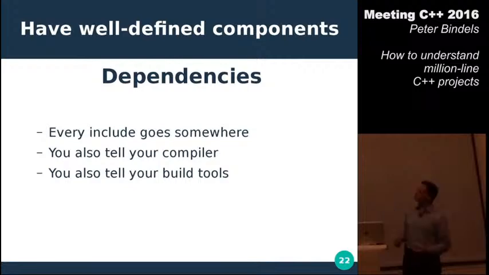And I do that with an include. I include some header from it, which allows me to instantiate a class as defined there. I also tell the compiler, because it needs to be able to map my include statement to the right include file. And I tell the other build tools, I tell the code analysis tools.